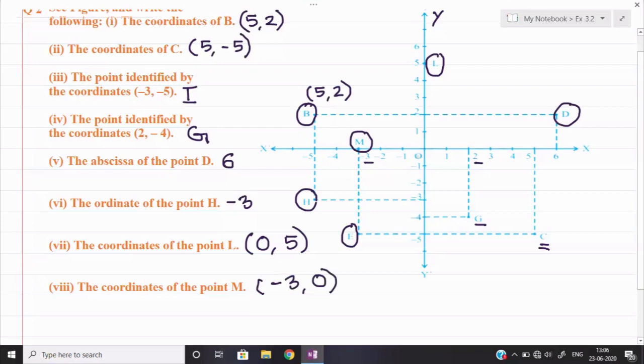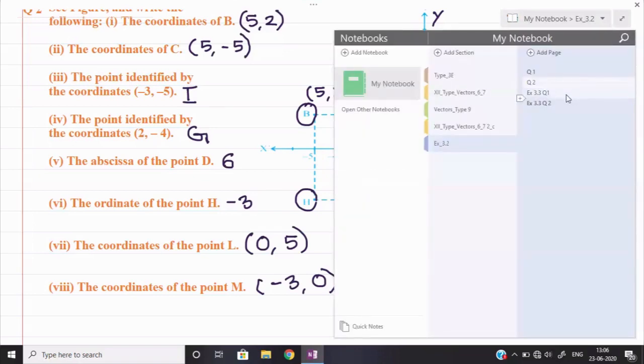So see, question number 2, how easily we have completed. Okay, you can check the question in the book and then accordingly you can solve it once again to make clear your concept, or you can try some other relevant questions over here. Now we are starting the next question, exercise 3.3, question number first.